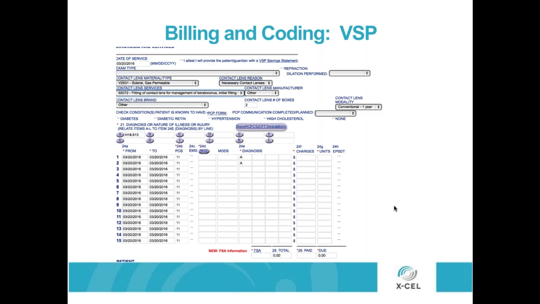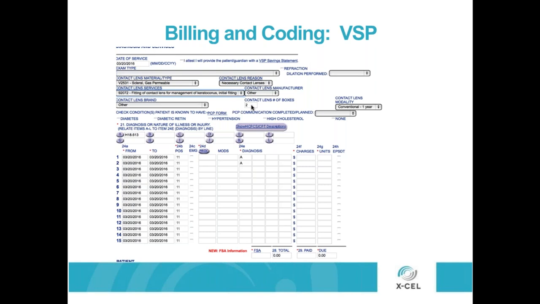So if we go to the next slide here, you can see as you fill out this form, I never do an exam the same day as I do a fitting for medically necessary contacts. You'll do your V2531 for your scleral code. You'll put necessary here, where you usually put elective for your average patient. If it's the initial fit, 92072 in this dropdown. If it's a subsequent fit, in other words, if they've been fit before, or if they don't have keratoconus, you'll put the 92313 here, and it'll say corneal scleral lens fitting.